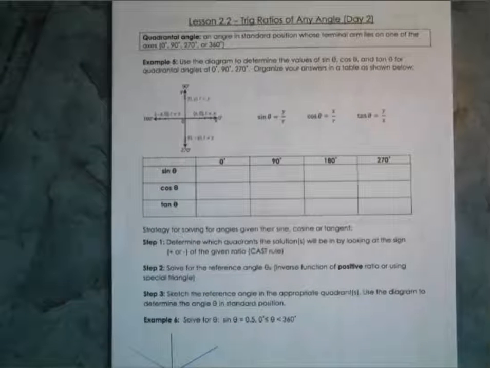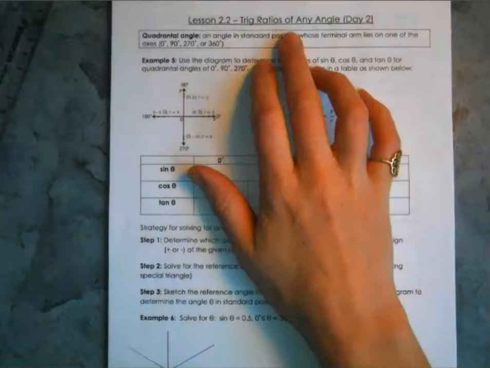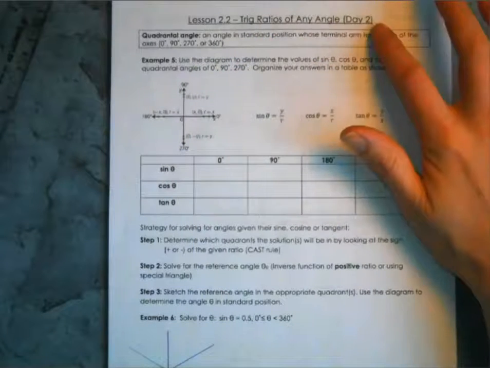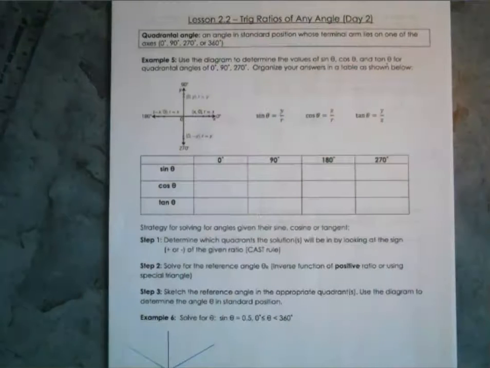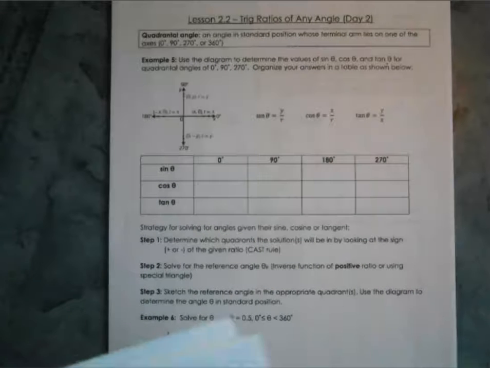Alright, hello 20-1 students. So today we are looking at lesson 2.2. This is an extension of the previous lesson. We covered the trig ratios of any angle already a little bit. So just a quick recall, because we're going to be using some of these same ideas today.